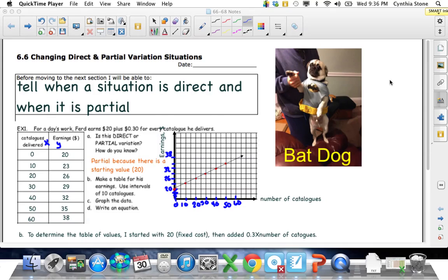You see we have most of the note filled in front of you for our next lesson, which is changing direct and partial variation situations. And what does that mean? Well, it just means can you solve a question, identify whether it is direct or partial. So this is just a continuation on what we've been doing.